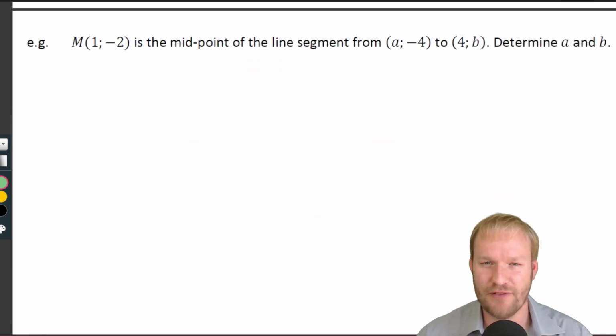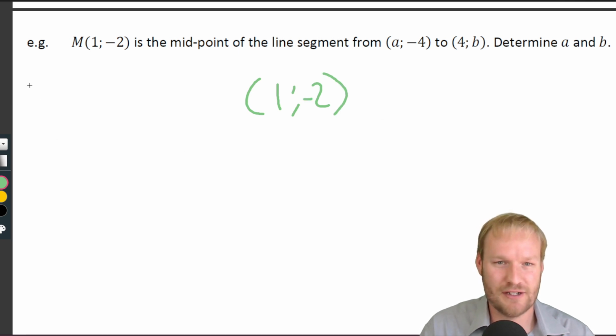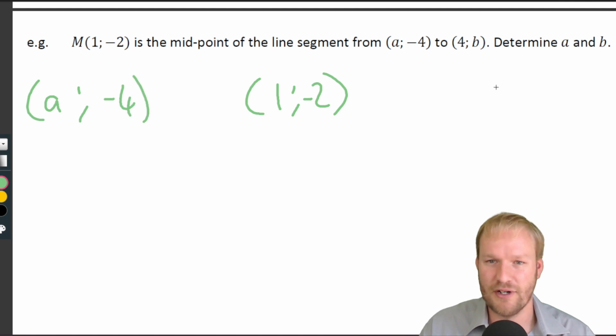Okay, one more example on midpoint. M is the midpoint of the line segment from those 2 points. Determine A and B. I'm going to do this 2 ways, but the first way speaks more to the picture we drew in the previous example. So if M is in the middle here, M is at (1, -2), and we've got our first point, A, -4, and we've got our second point, 4, B.